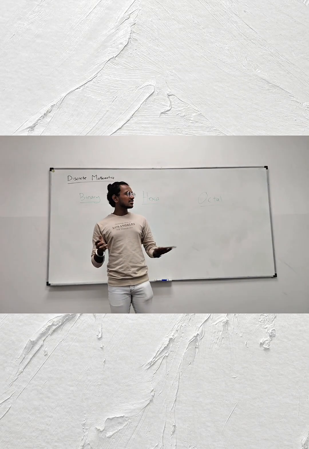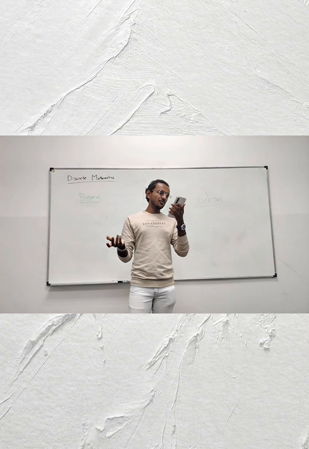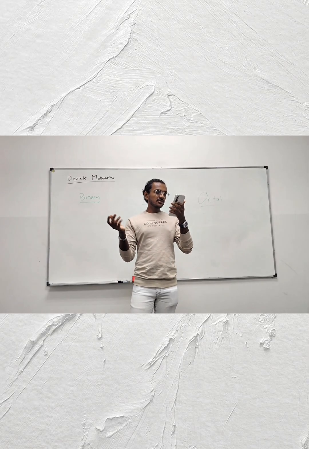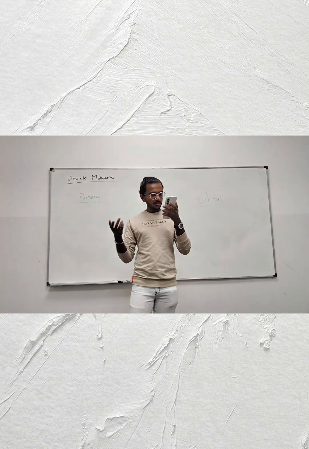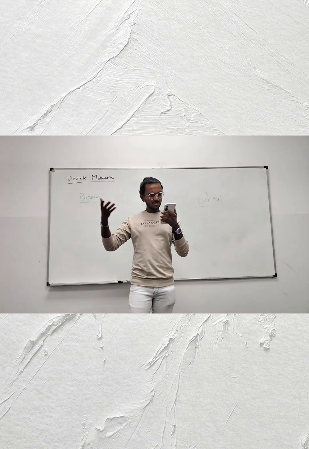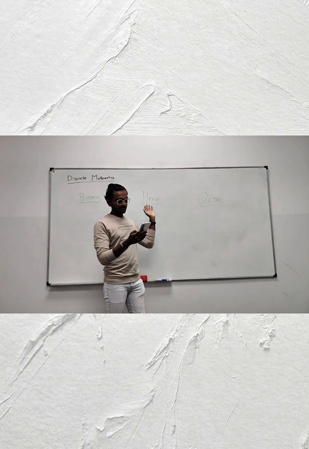Because it makes it easier for us to read rather than using binary. For example, if you use hashtag FF0000 in binary, which is actually 1 1 1 1 1 1 1 1 0 0 0 0 0 0 0 0 and so on, it's going to be very long. So that's why we use hexadecimal.